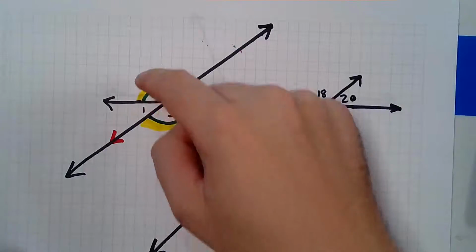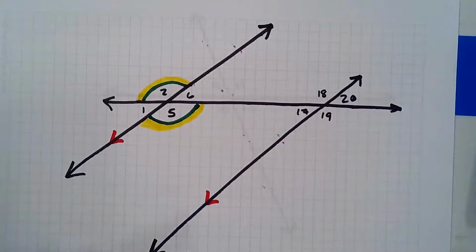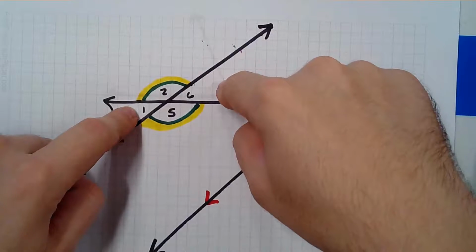All right, so we have these two that are congruent by vertical angles. Ivy, keep going. What else do we know is congruent? 1 and 6. 1 and 6, also by vertical angles, right? They're across from each other.